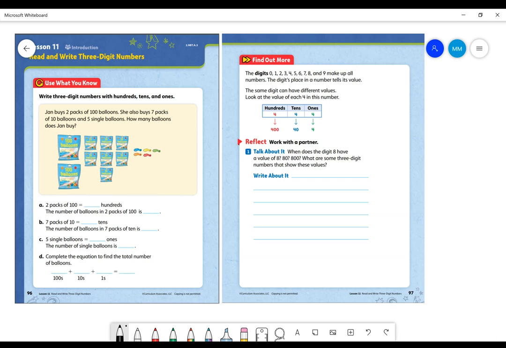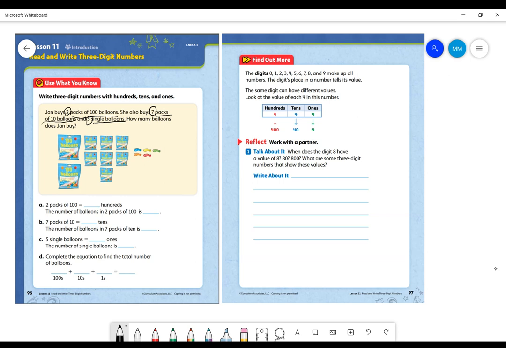Now we have a word problem, so that means we're gonna read it again. Let's read that again. Jan buys 2 packs of 100 balloons. She also buys 7 packs of 10 balloons and 5 single balloons. How many balloons does Jan buy? So it gives us a picture of what is in our word problem. So Jan bought 2 packs of hundreds balloons, 7 packs of 10 balloons, and 5 single balloons.